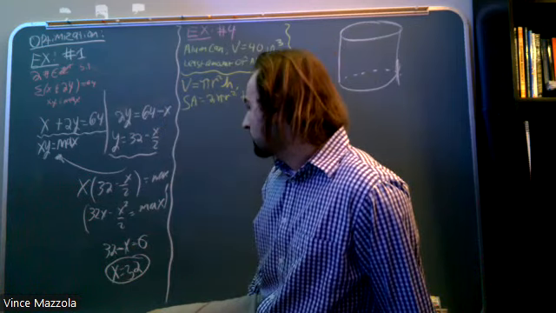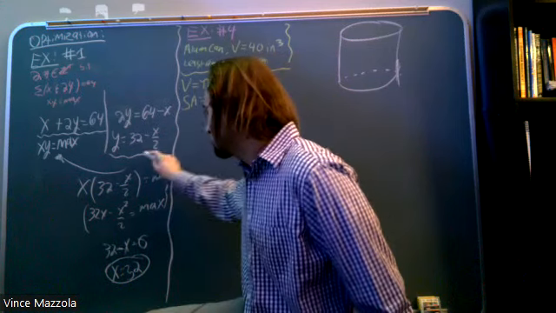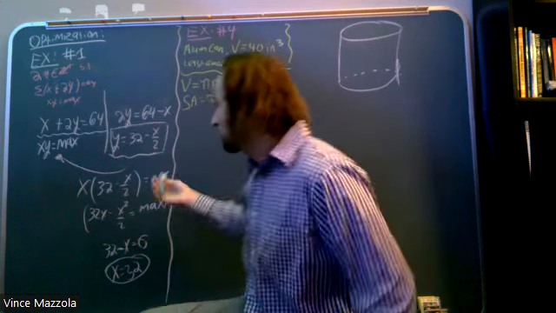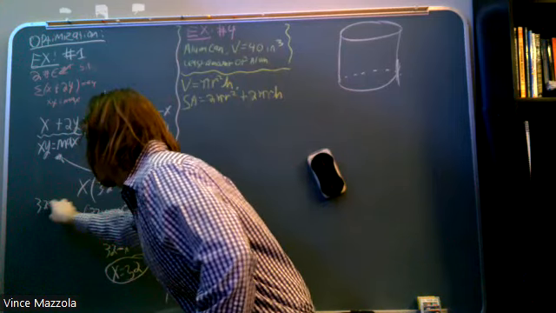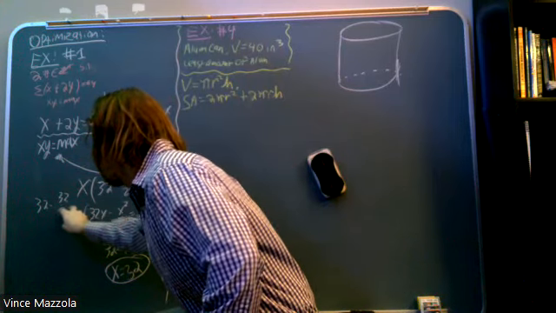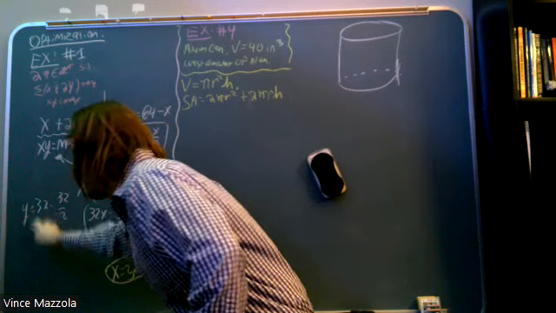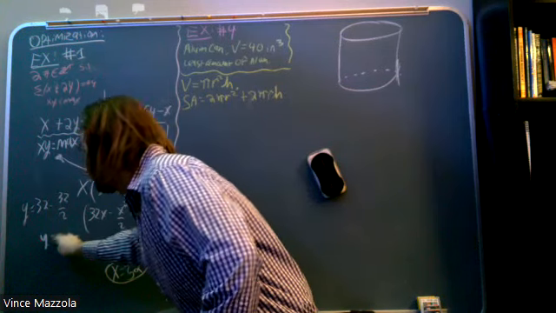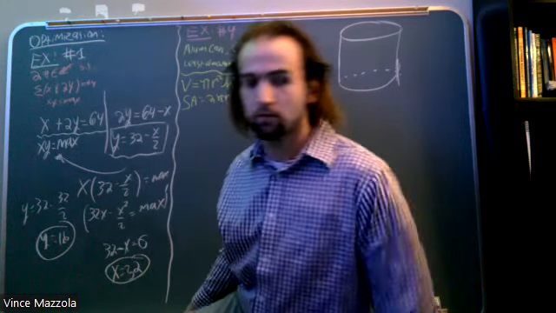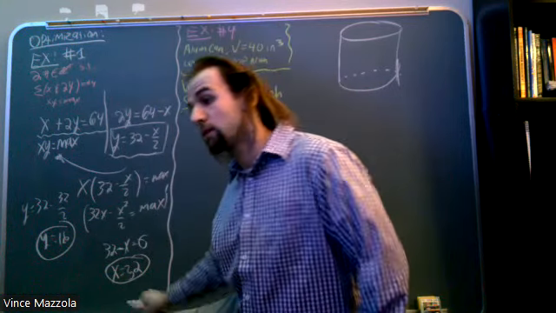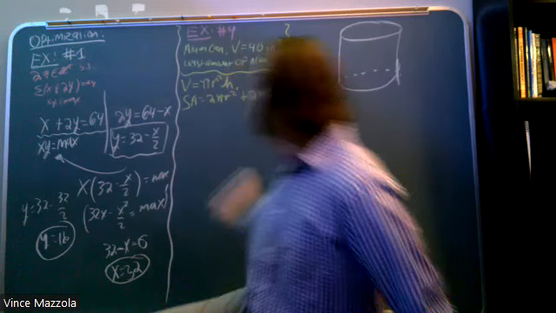And now, in order to find what y is, use the equation that we solved for y already. Plugging it in, we get 32 minus 32 over 2. We found x already, so y is equal to 16. And there we go. Perfect. All right, so that's example 1 done.